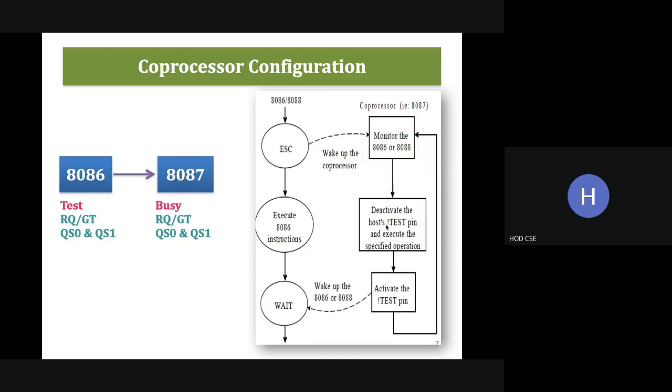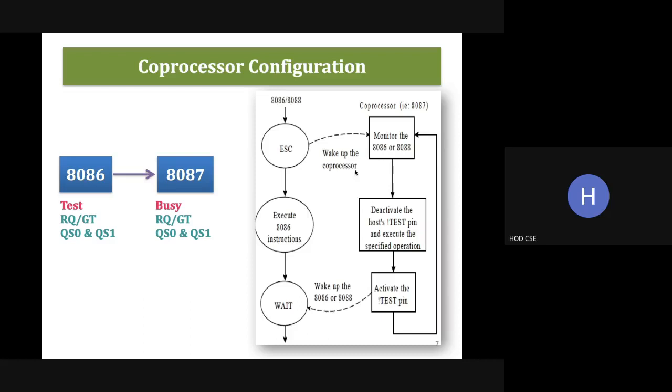So what the coprocessor does is it will deactivate the test pin and execute the specified operation. Suppose it is FADD, it will execute that addition operation. And if that output is ready, it will activate the test pin. So then it activates the test pin, it comes here, and the processor knows the data is ready and it can get the data from the coprocessor.